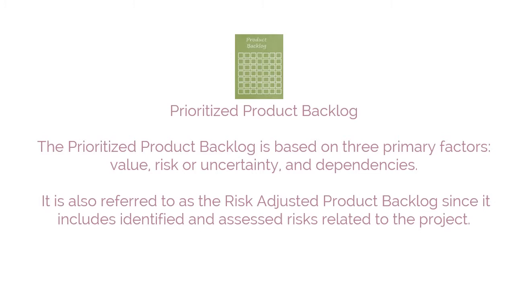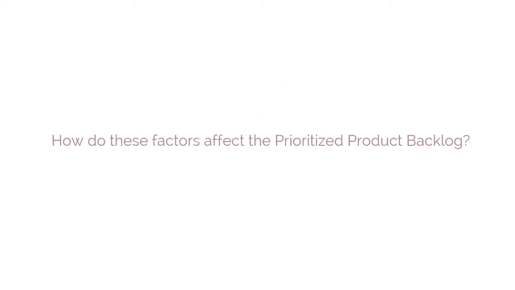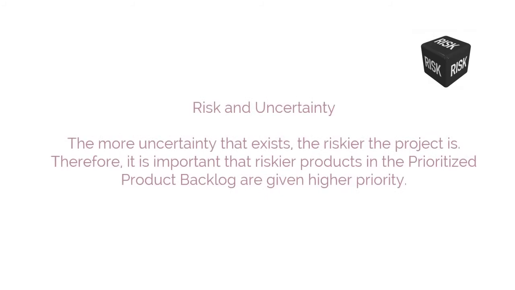It is also referred to as the risk-adjusted product backlog, since it includes identified and assessed risks related to the project. Let's examine each of the factors and understand how they affect the prioritized product backlog. Value. It is the product owner's responsibility to ensure delivery of those products that provide the highest level of business value. Risk and uncertainty. The more uncertainty that exists, the riskier the project is.